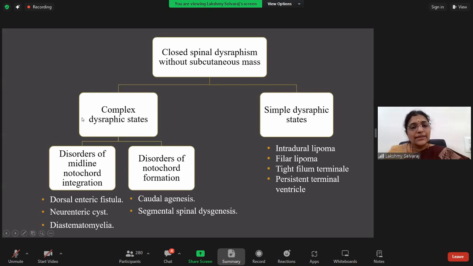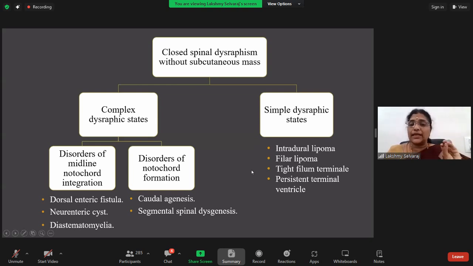If you take complex dysraphic states, in disorders of midline notochord integration you will have the neurenteric cyst and diastematomyelia. In disorders of notochord formation, you will have caudal agenesis and segmental spinal dysgenesis. And under simple dysraphic states, you can have a simple tethered cord syndrome, a tight filum terminale, filar lipoma, and so on.